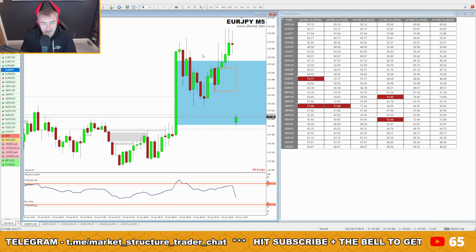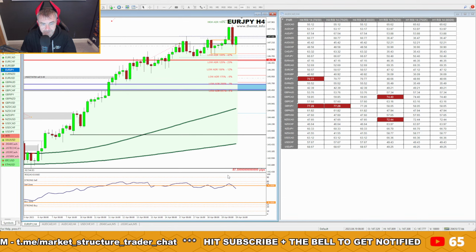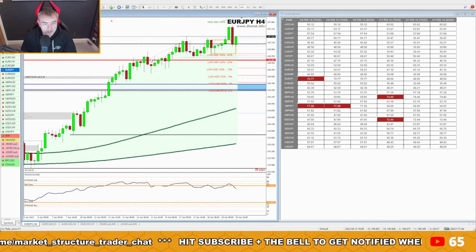This isn't a gap. Anyway, euro yen, you've had the reversal alert. It's all looking good for shorts at the moment.